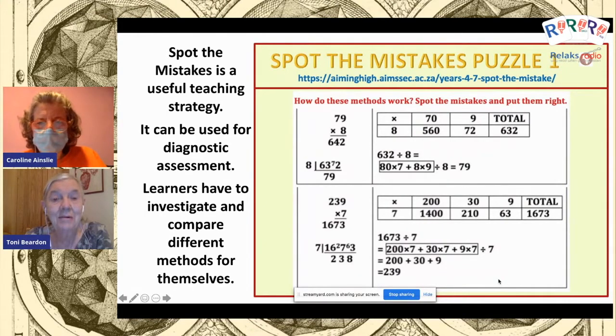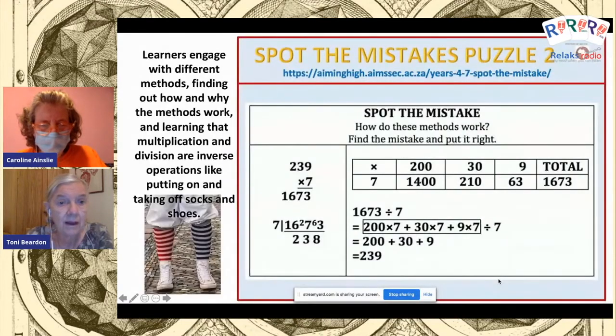Absolutely. Yes. I mean, there isn't just one way of doing a calculation, and it's a big, big mistake to force the learners to do it in a particular way, because they may find it's easier to do it in a different way.